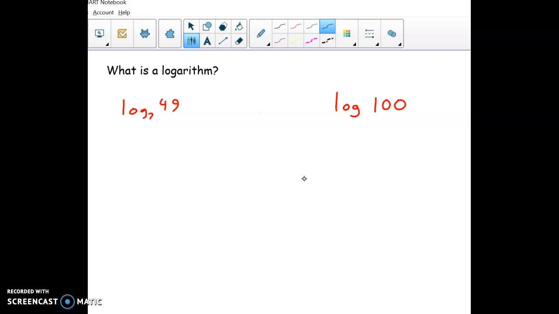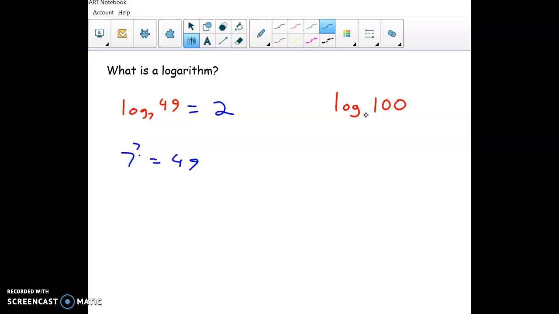Okay, and remember log means find the exponent for the given base. So when you do evaluate it, you put the exponent here. So this one is really saying a base of 7. What is the exponent that gives me 49? The answer to that is 2.